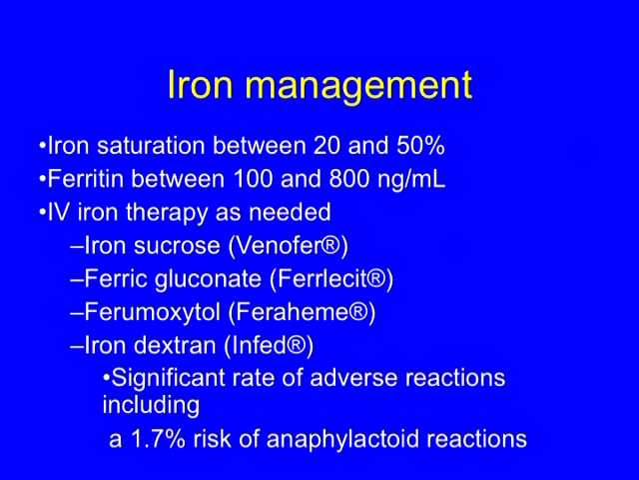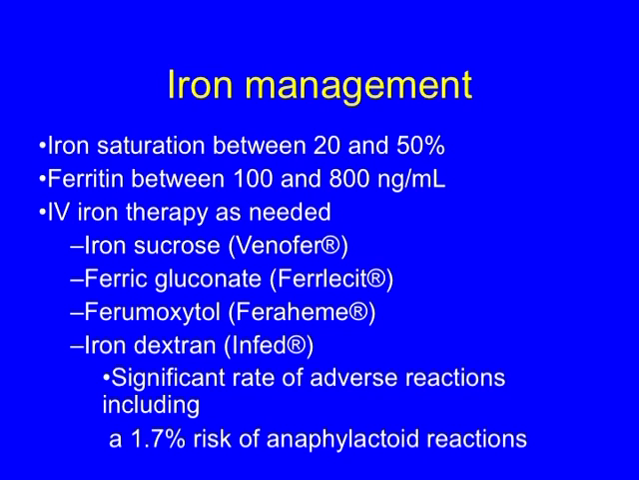So, as I said, many of these patients are iron deficient. So one of the first steps is to deal with the iron deficiency. We'll try to maintain the iron saturation somewhere between about 20 and 50%. We'll try to maintain the ferritin between 100 and 800 nanograms per ml. And we're fairly generous with the use of intravenous iron.